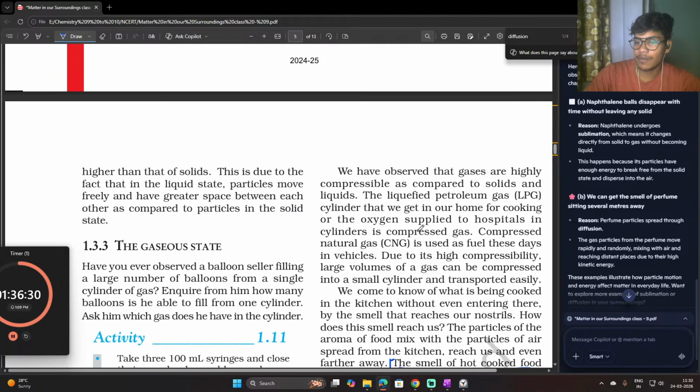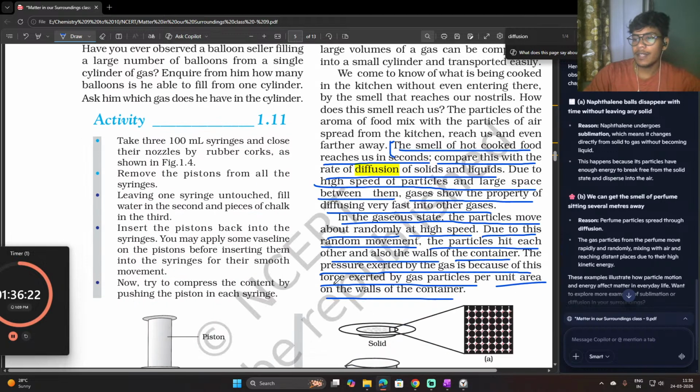The rate of diffusion of liquids is higher than that of solids. This is due to the fact that the particles move freely and have greater space. So in gaseous states, diffusion happens faster. Why? Because the smell of hot cooked food reaches us in seconds. Compare this with the rate of diffusion of solids and liquids. Due to the high speed of particles and large space between them.